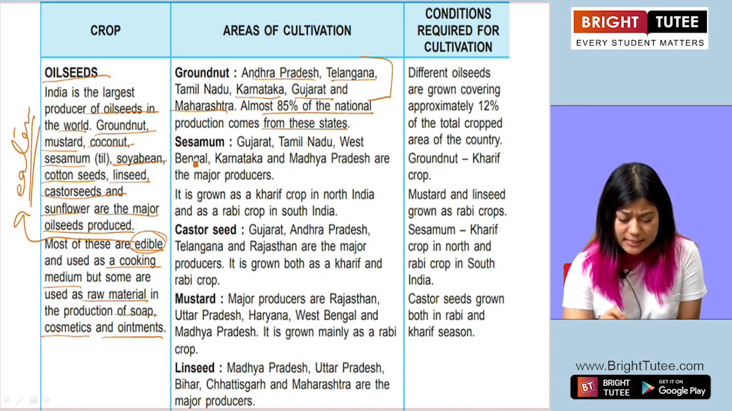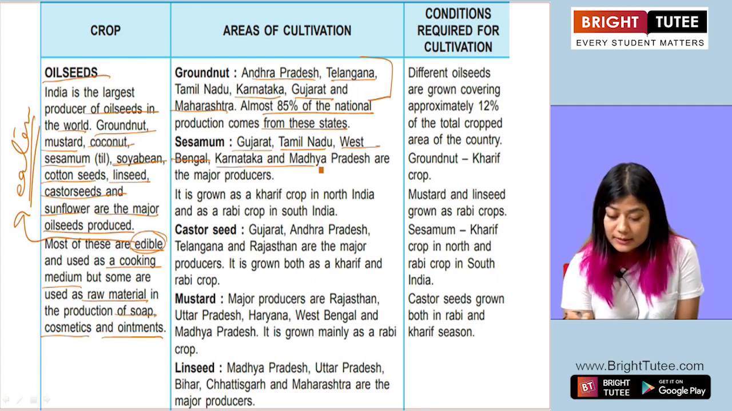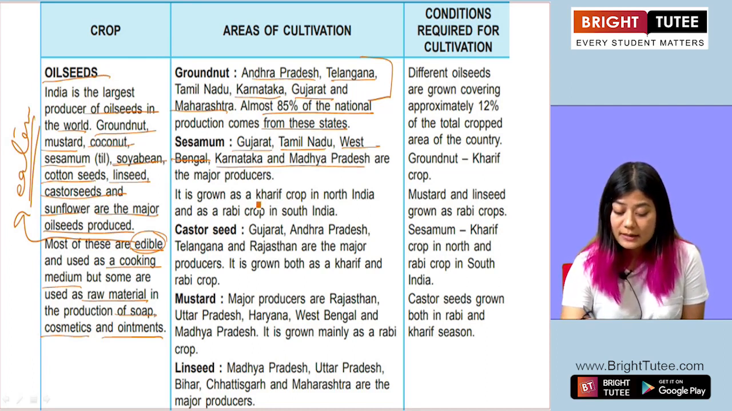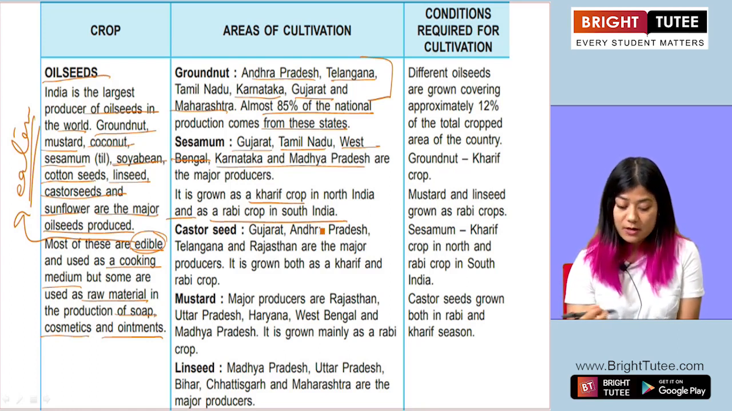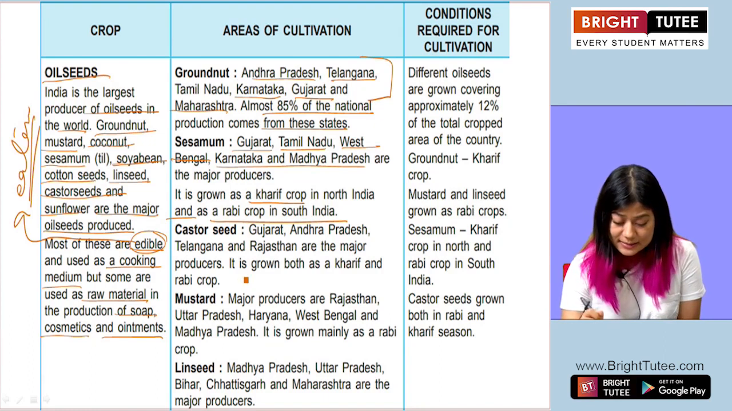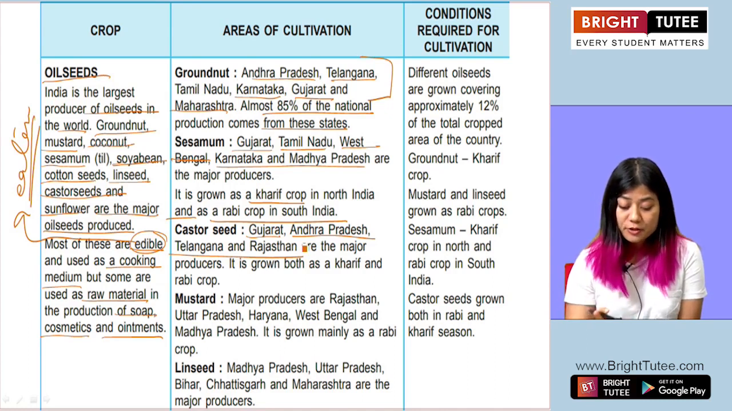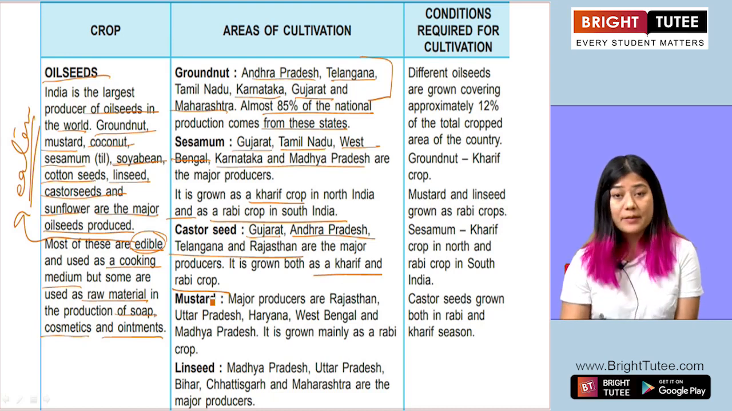The second one is sesame. Where is it grown? It's grown in the states of Gujarat, Tamil Nadu, West Bengal, Karnataka and Madhya Pradesh. Now sesame seed is grown as kharif crop in North India and as rabi crop in South India. Castor seed is grown in the states of Gujarat, Andhra Pradesh, Telangana, Rajasthan, etc. These are the major producers of castor seed. The castor seed is grown both as kharif as well as rabi crop.